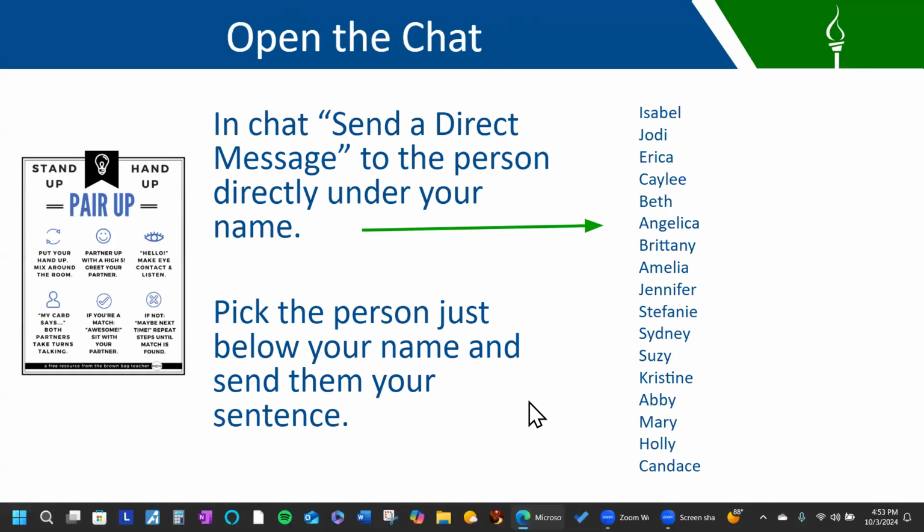So what you're going to do next is open up the chat and then select a direct message. So you're going to pick on this list that I have here. I think I have everyone. If I didn't put your name on here, let me know and I'll add it. But what I'd like for you to do is find your name, pick the person directly under you, and you're going to send them your sentence in a direct message.